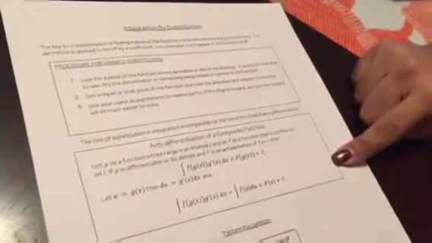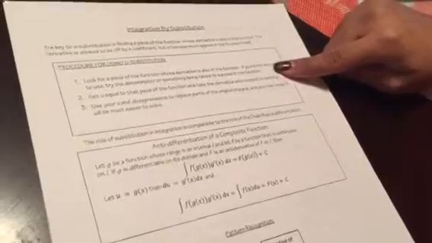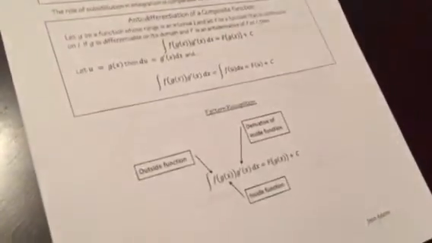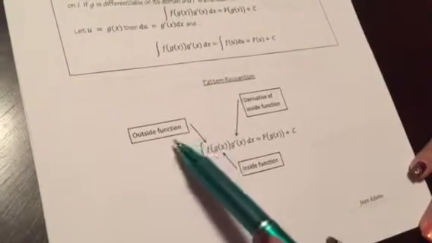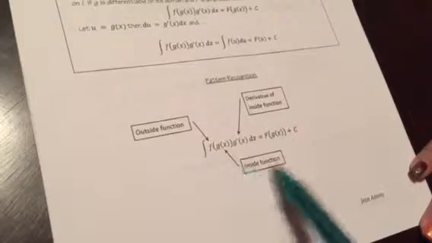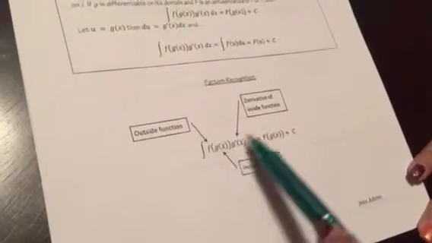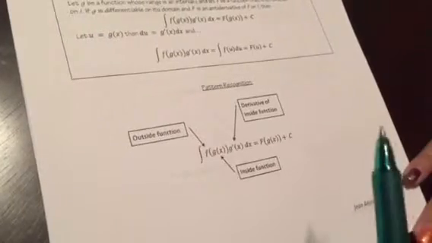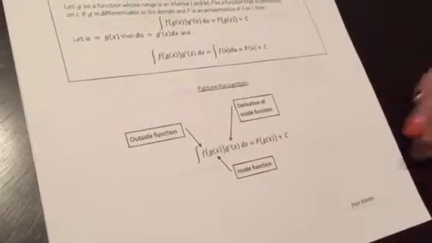This bottom box is practically saying the same as this top box here, so I'm not going to go through this one. But pattern recognition when looking at integrals: if you're given an integral and you have an outside function and an inside function, but also within the integral you have the derivative of the inside function, then you would use u substitution. So let's go through some examples.